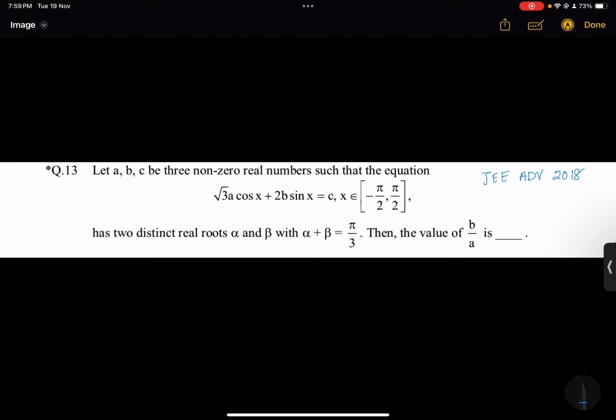So this is a question that appeared on JEE Advanced 2018. The question is from trigonometry. Basically, we are given an equation in sin x and cos x, and it is said that the equation has two distinct real roots which satisfy this condition, and we have to find out the value of b by a. Let's go ahead and solve the question.